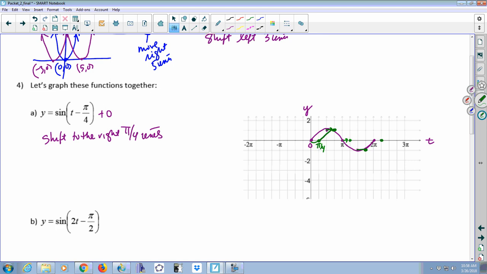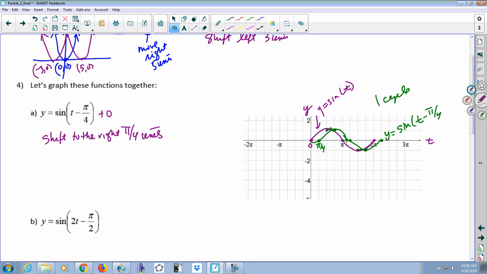So here you have sine of t minus pi over 4. So this is y equals, this is just one cycle of it. We know this continues in both directions. This is sine of t minus pi over 4, and the purple one is y equals sine of t. Okay, any questions on that?